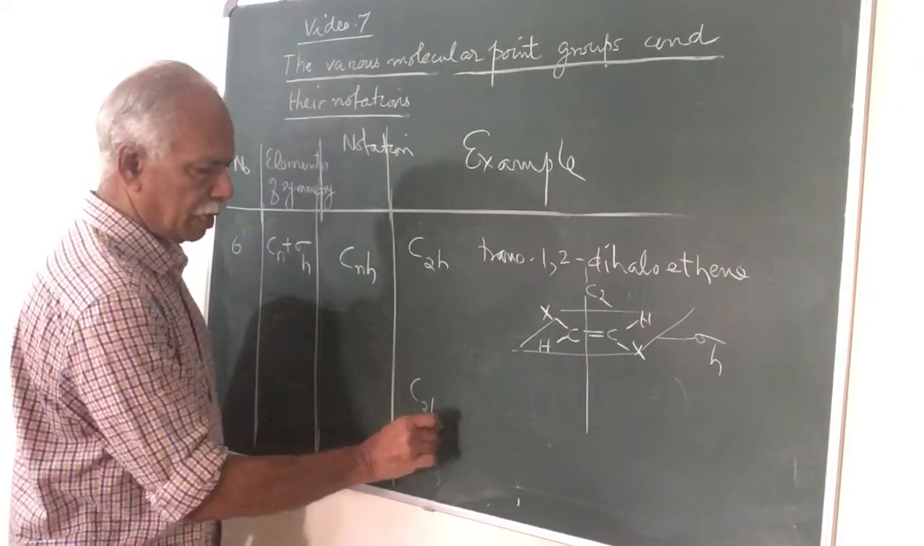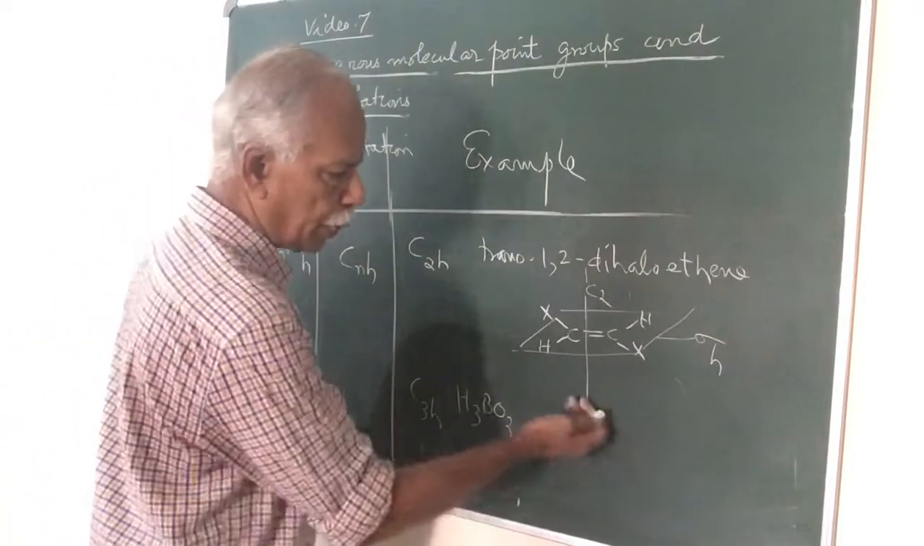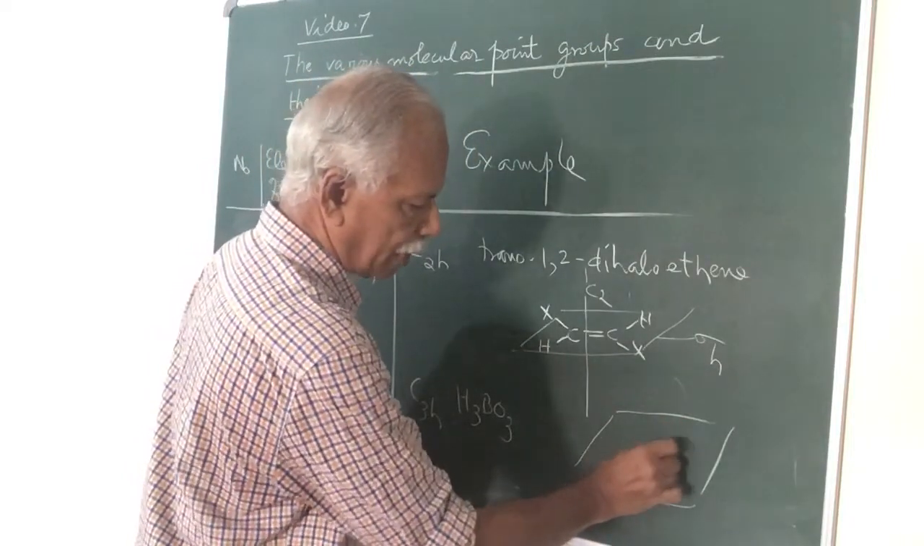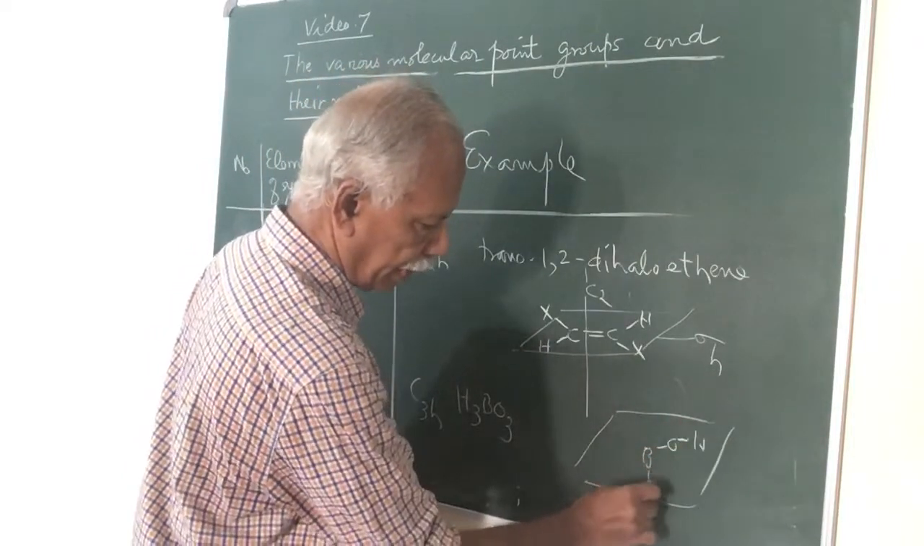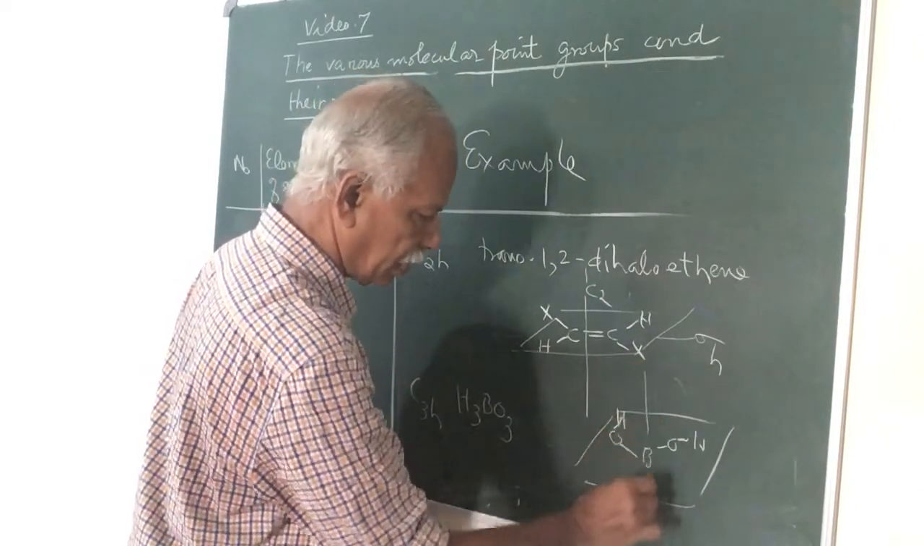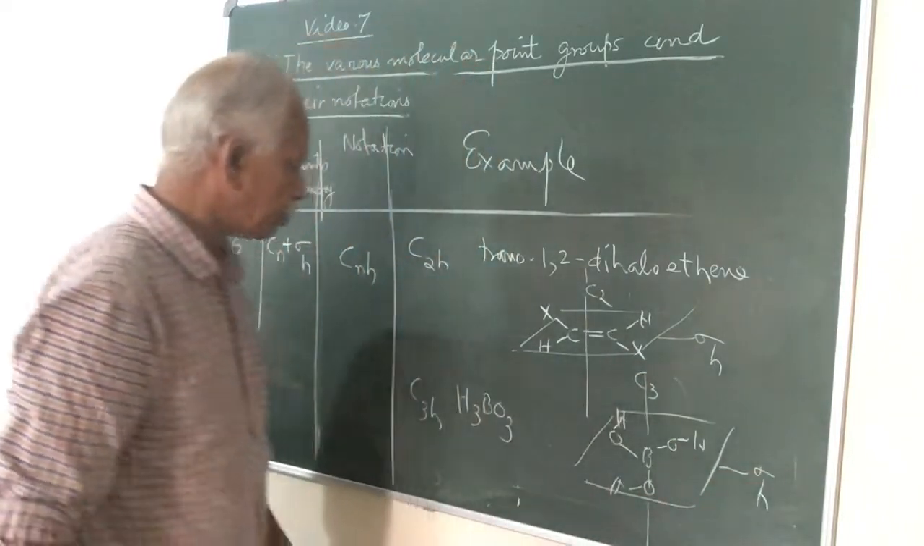C3h, an example is H3BO3. It is a planar molecule. OH, OH, OH, and this is the C3 axis, and this is sigma h.